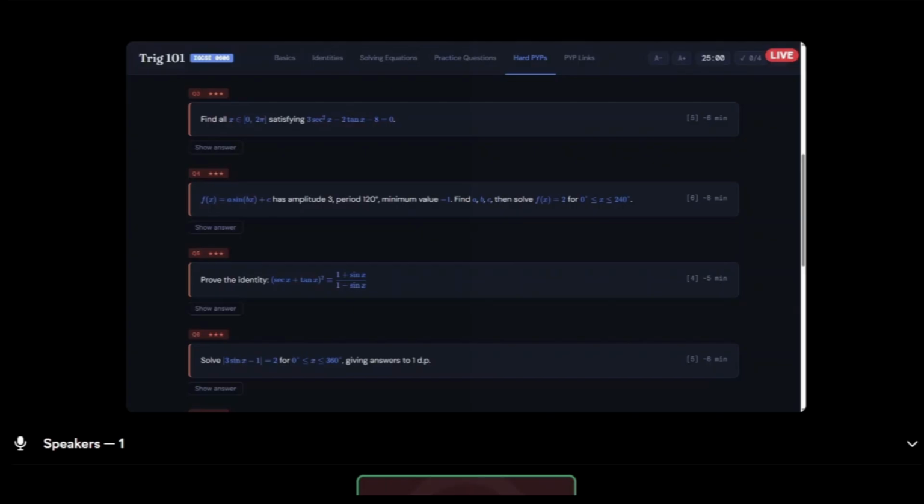About 4 minutes left. You should be doing your solve for f(x) equals 2 by now, or in the process of.